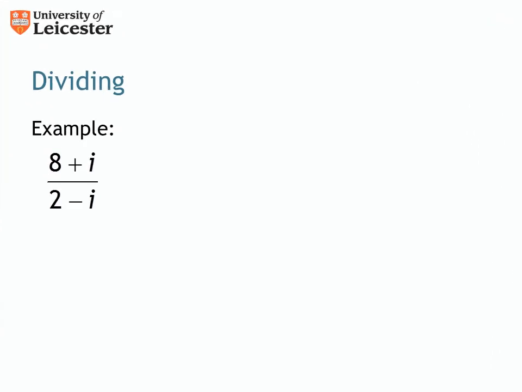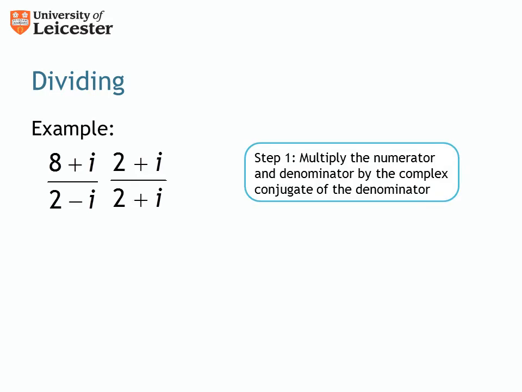The best way to explain dividing complex numbers is using an example. The first step is to multiply both the numerator and the denominator by the complex conjugate of the denominator. In this case, it's 2 plus i. Then all we have to do is simplify.